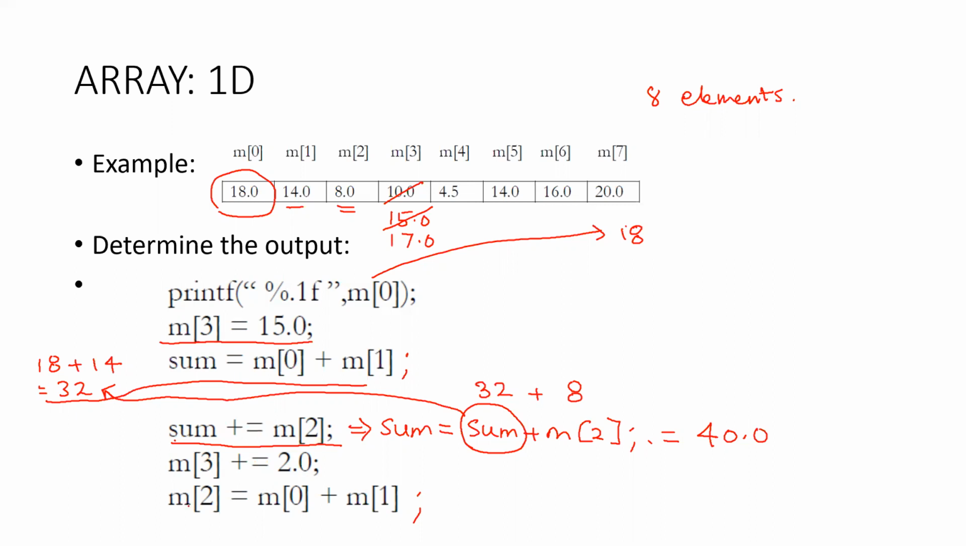Alright, and then M2 is M0 plus M1. Is there any change in M0 and M1? Tak ada. Dia cuma change dekat, ada perubahan dekat sum. But there's no change in M0 and M1. So in that case, M2 sekarang ni dah cancel. Dia nilai dia sekarang 32.0.